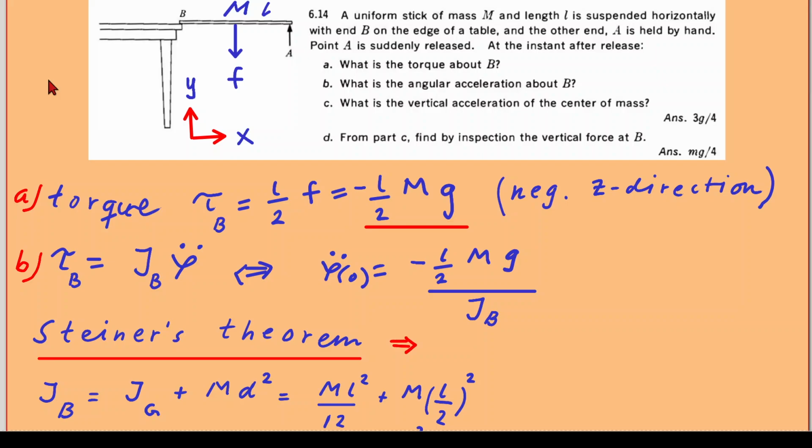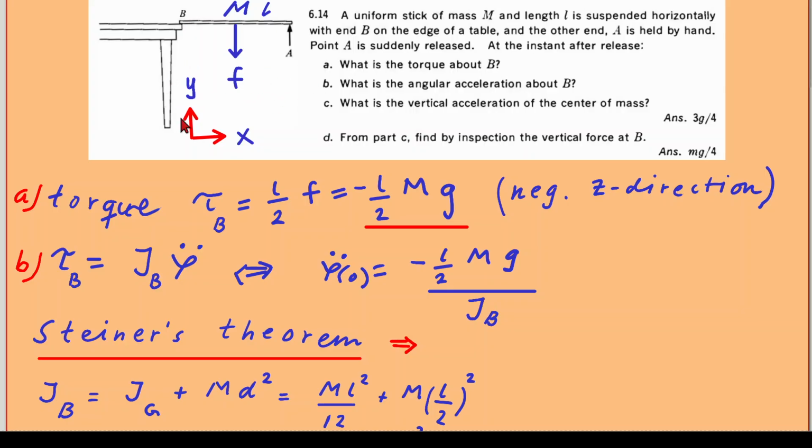All right. Let's take a look at the following problem. Here is a table, and there is a stick of mass m. It's held here with your hand, and suddenly you release, and the stick will then fall down and rotate with respect to the point B.